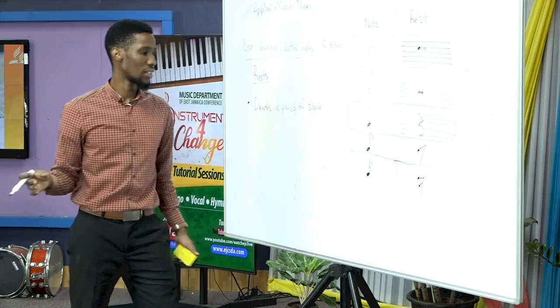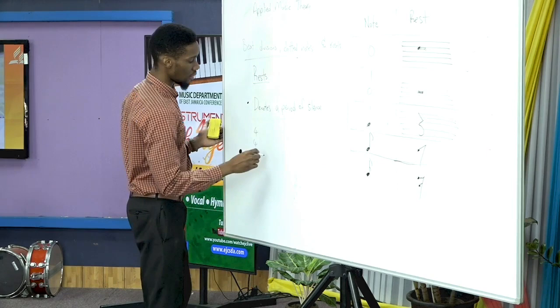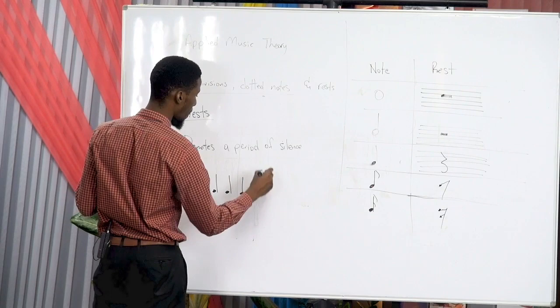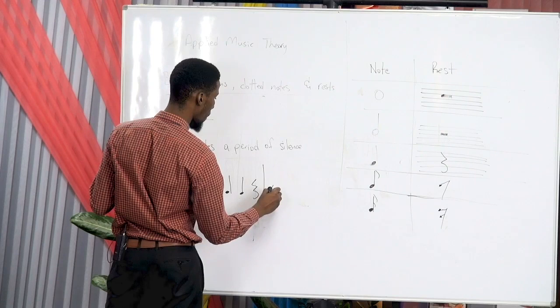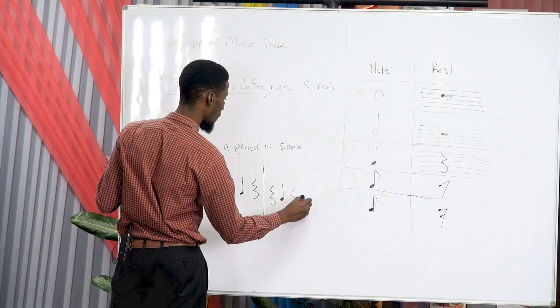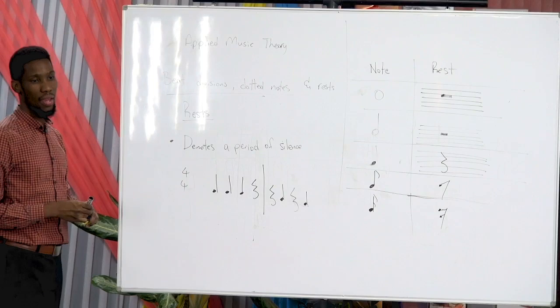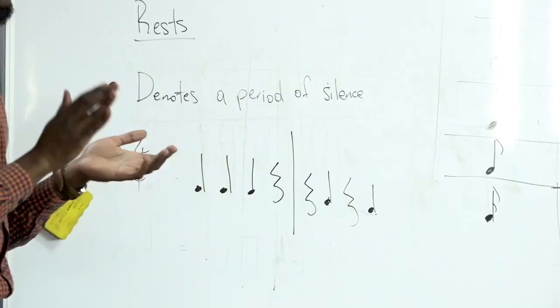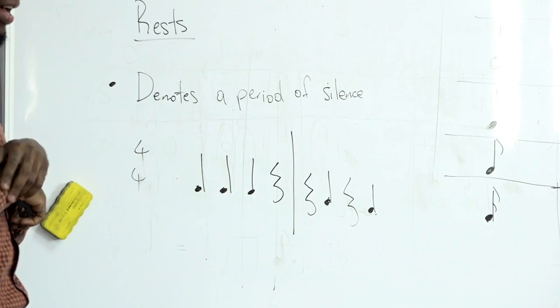Let's say, for example, a piece is in four-four, and then you see this. This is a rhythmic exercise that you can do. That's a bar. This is a bar. Rest. Rest. And we say, let us clap this rhythm. You're not going to clap the rest. You'd go one, two, one, two, three, four. Clap, clap, clap, silence. Silence, clap, silence, clap.